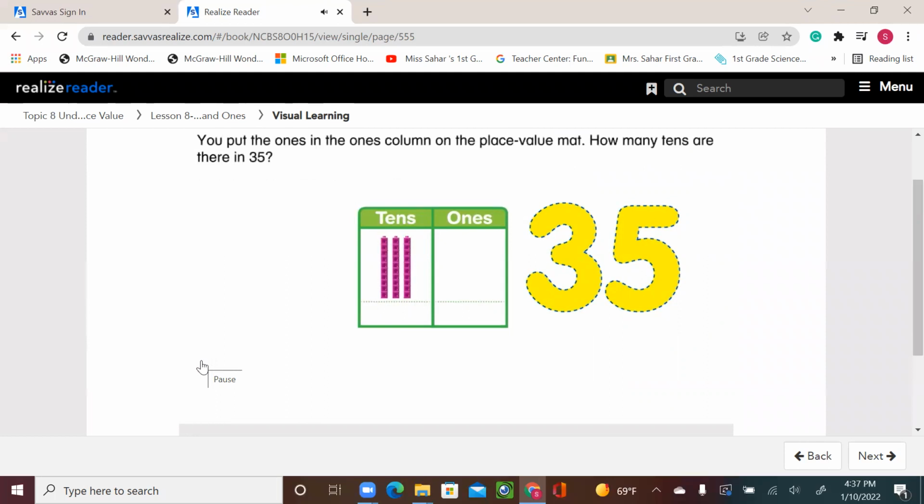You put the ones in the ones column on the place value mat. How many tens are there in 35? There are 3 tens. How many ones are there? There are 5 ones. You do not have to put cubes on a place value mat. You can also write numbers on the mat.